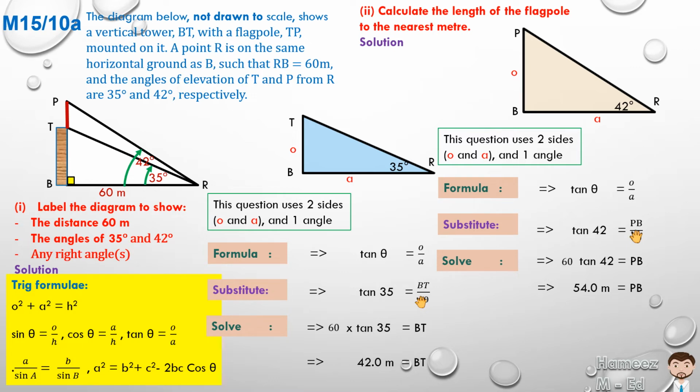As such, we have the entire length PB and we have BT. So if we want to find PT, which is the height of the flagpole, then we take the longer length PB minus BT. And that is equal to 54.0 minus 42.0. So PT is equal to 12.0. And now that we've reached this point, now we round it off to the nearest meter. So the flagpole, PT, is equal to 12 meters.